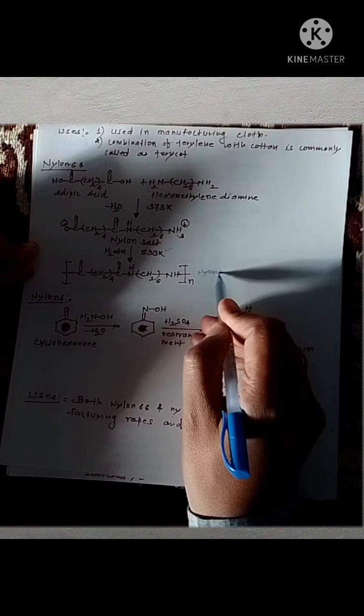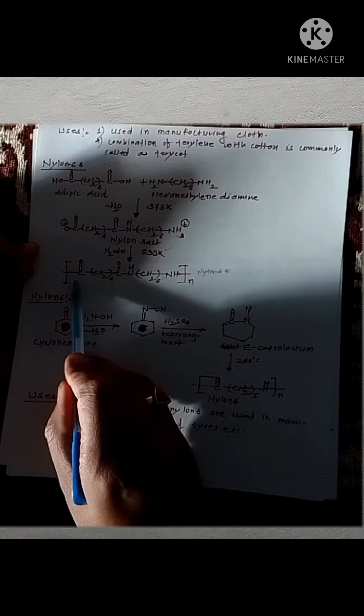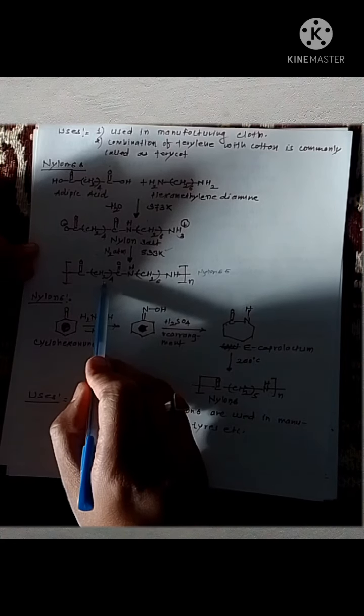So this is the repeating unit of nylon 66. It contains C double bond O, CH2 four times, C double bond O.